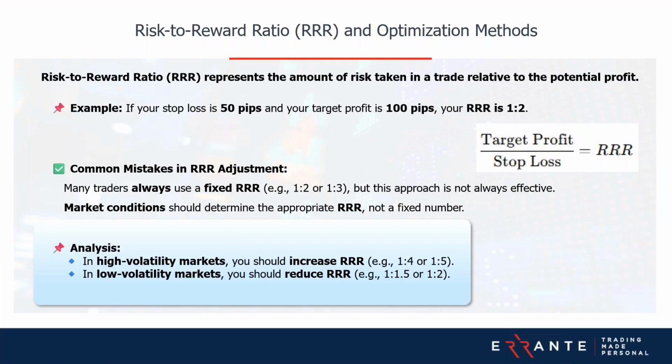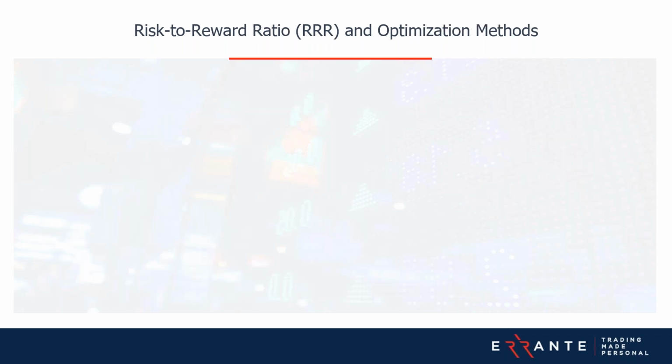So you see we have different market conditions, so we really need to understand that RRR is not a fixed rule. It must be adapted to market conditions. In high volatility, use a larger RRR. In low volatility, we use a smaller RRR. And market structure and momentum should guide your RRR, not random ratios. Okay, so next, let's see how we can calculate our stop losses dynamically and how we can measure this volatility.